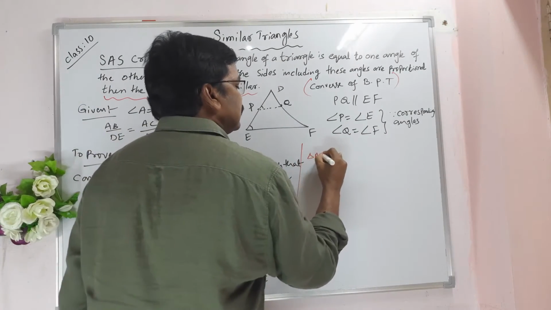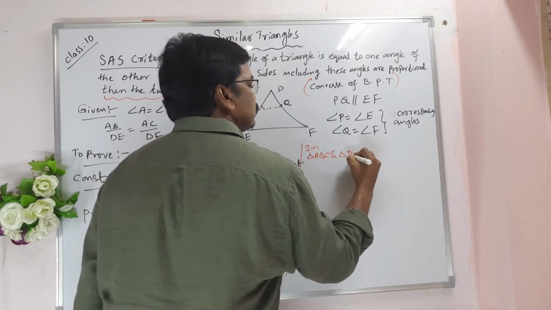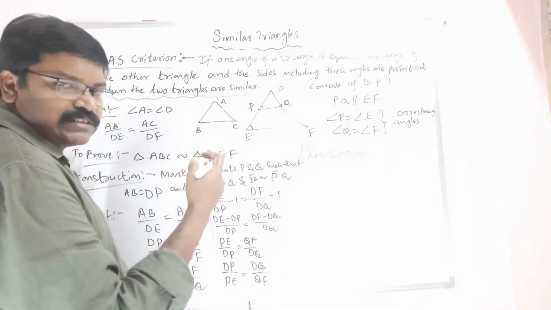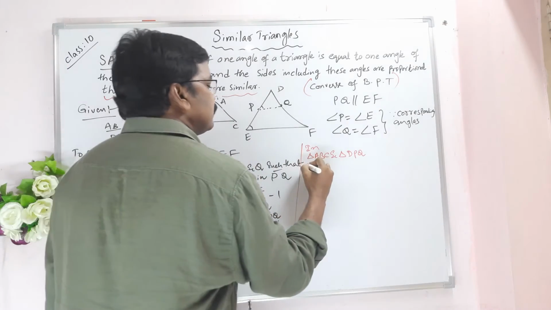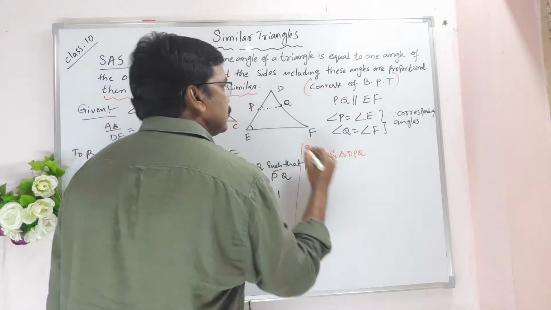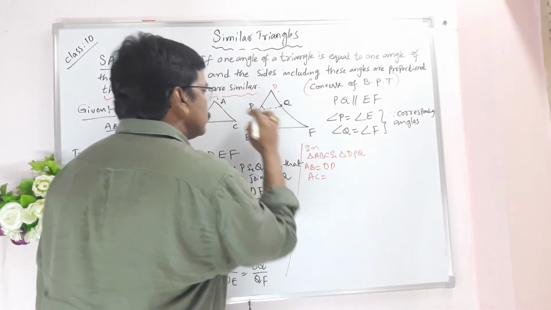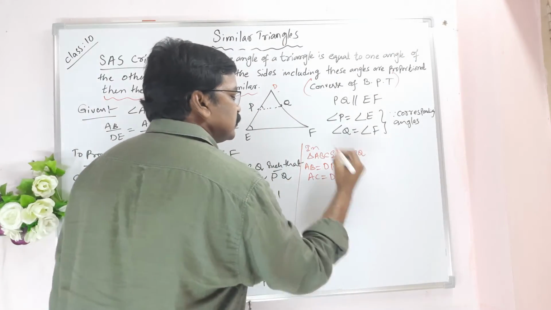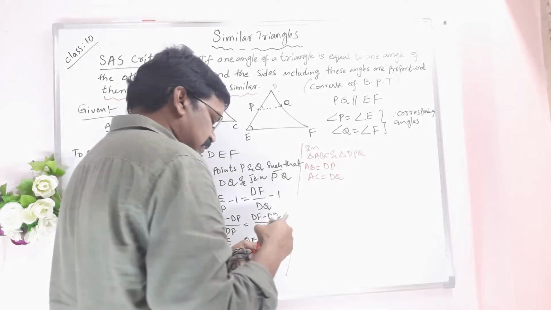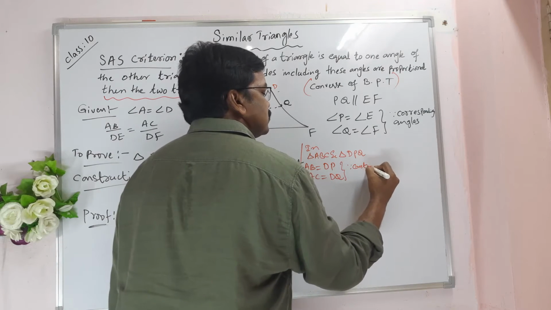In triangle ABC and triangle DPQ, we are going to make these two triangles congruent. How? We already know, according to the construction, that AB is equal to DP and AC is equal to DQ. This is by construction. Understand?